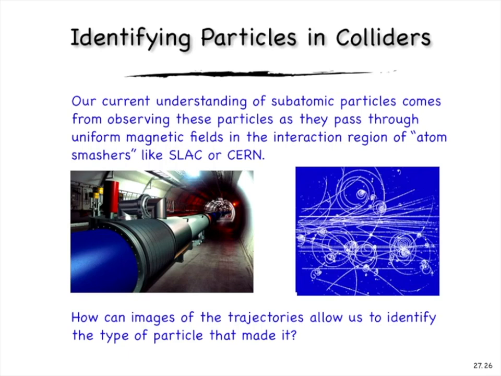What would go straight? Neutrons. Why do neutrons travel straight through here and not get pushed in either direction? They have no charge. They are not moving charges. So the magnetic force does not act on them.